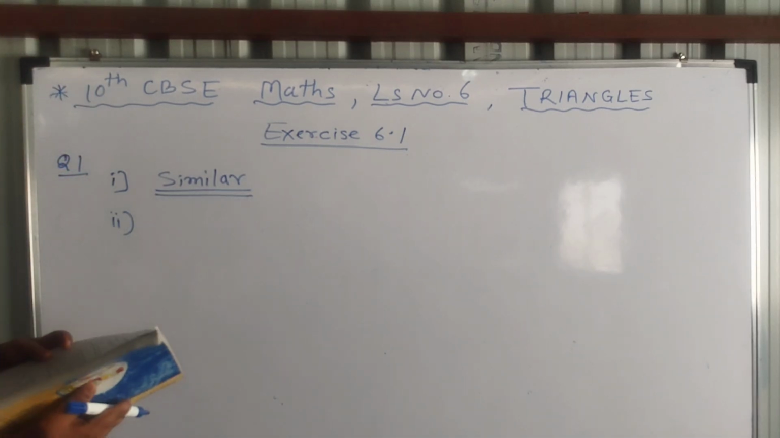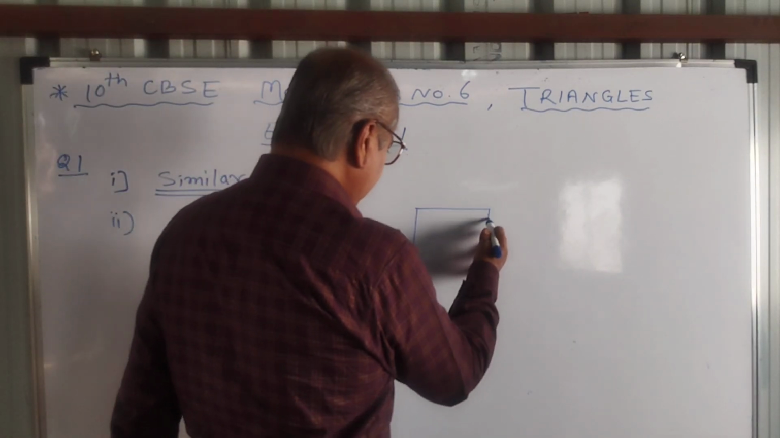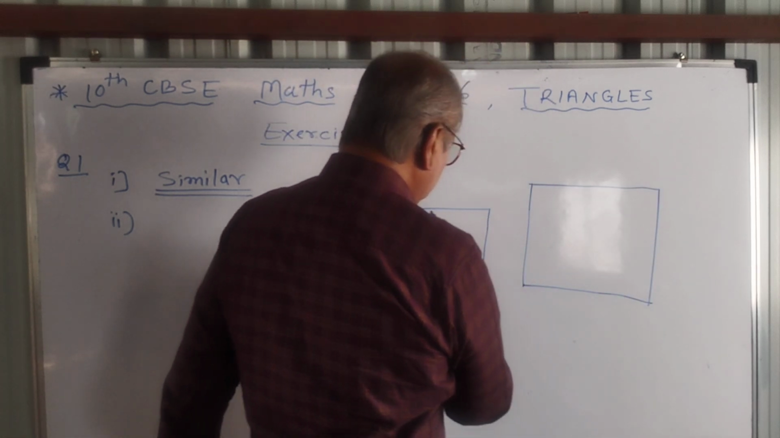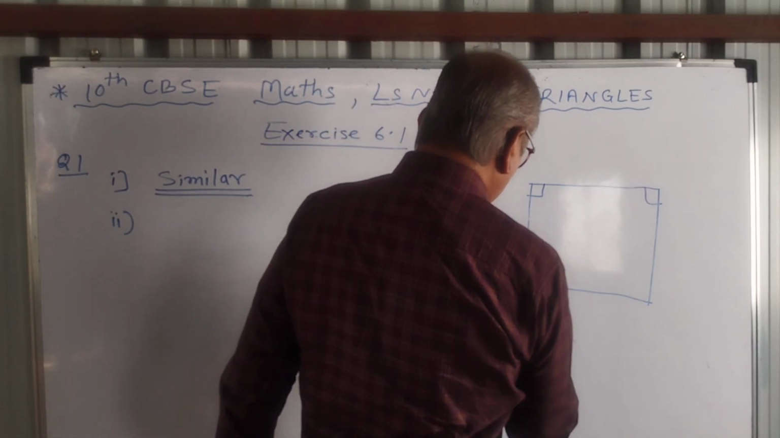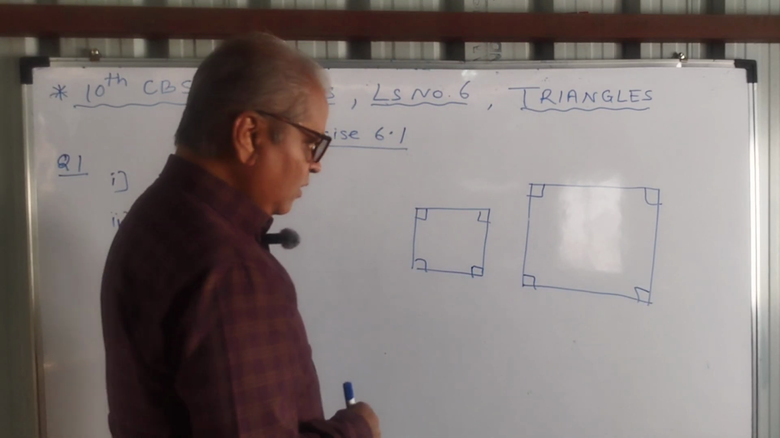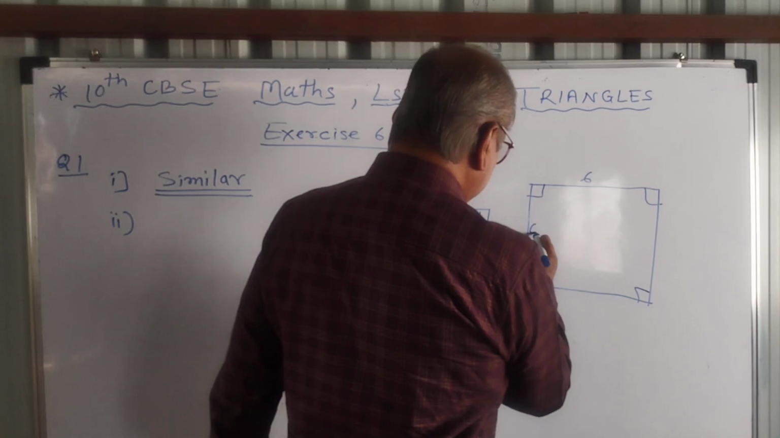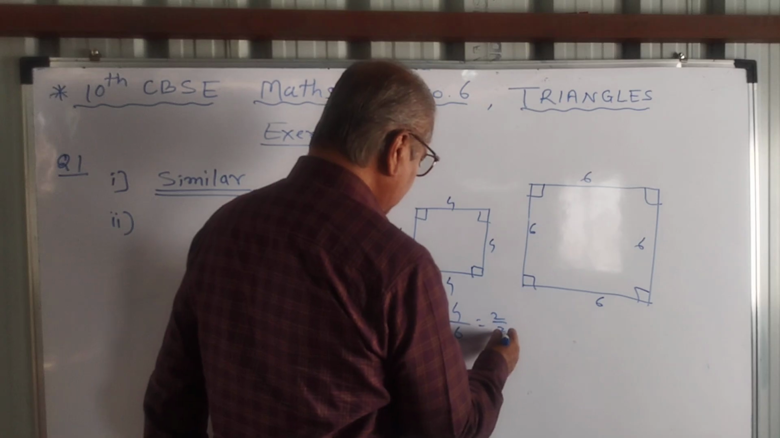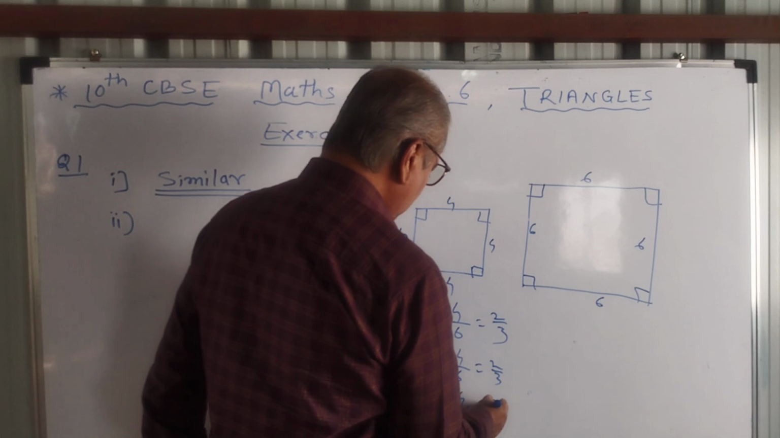Sub question 2. All squares are, see, if you take one square and if you take a bigger square, all angles are of 90 degree. For this square also angles are 90 degree. That means angles are congruent. If the side is 4 and this is 6, then the ratio is 4 upon 6, that is 2 upon 3.